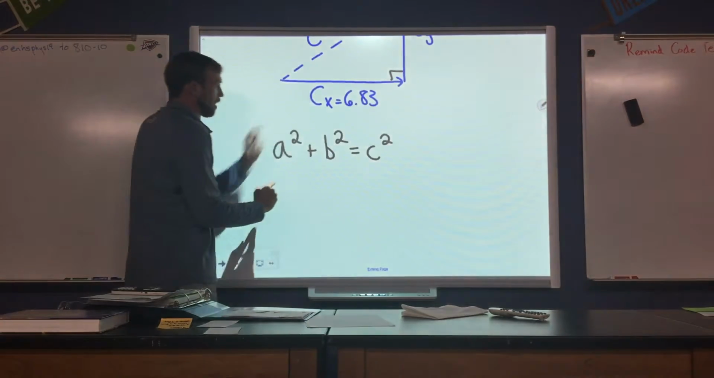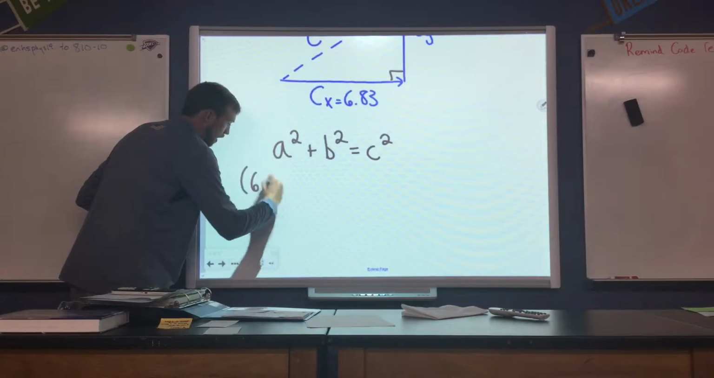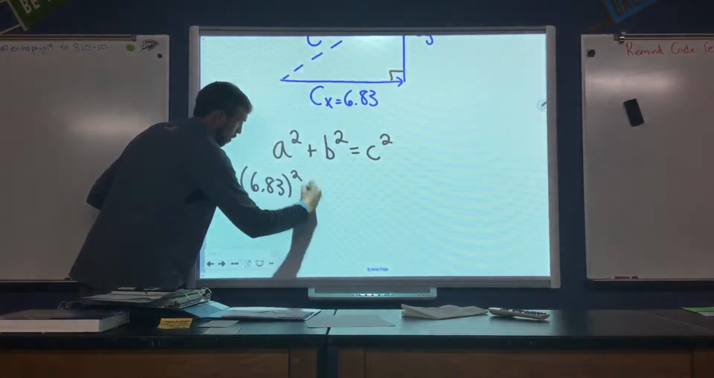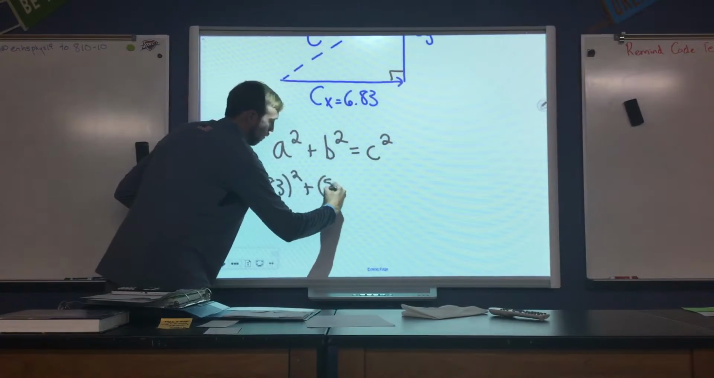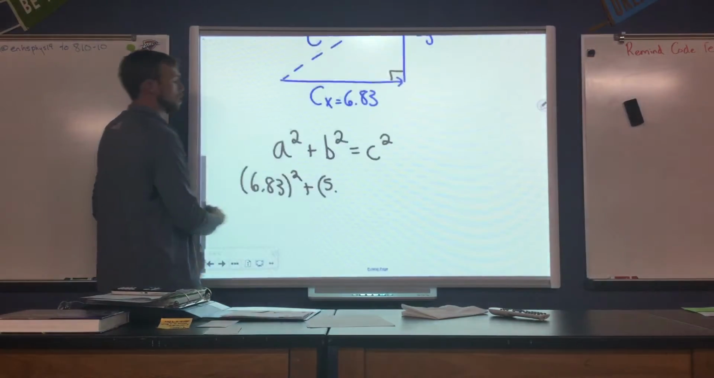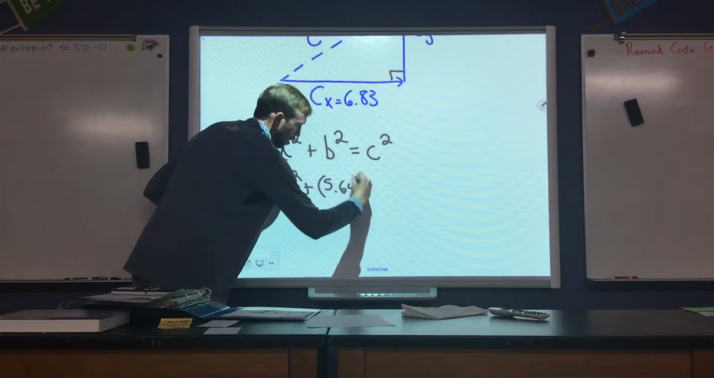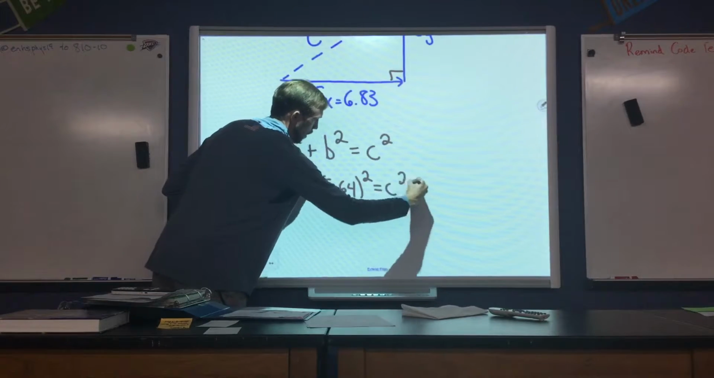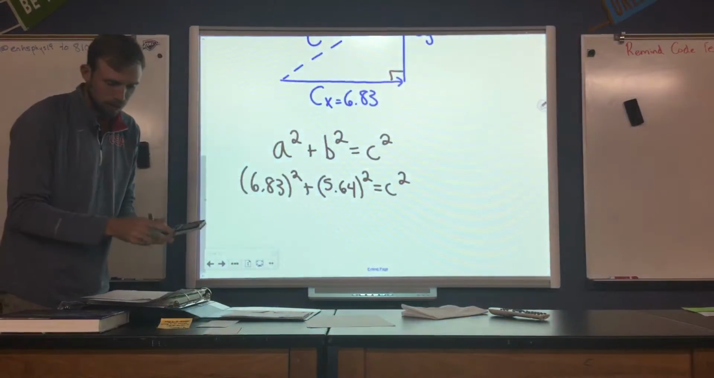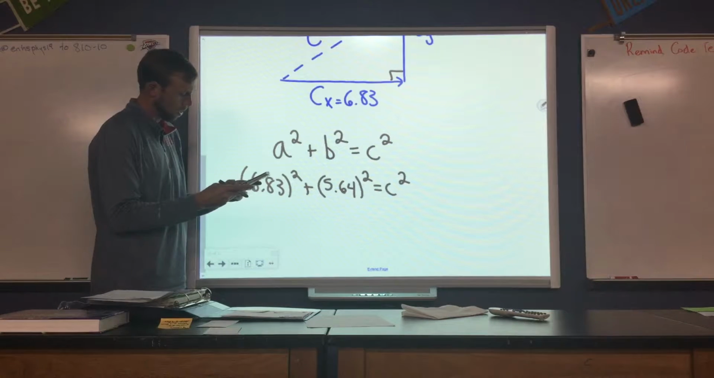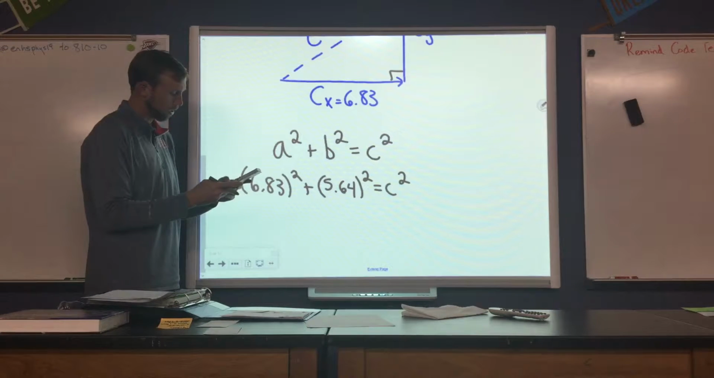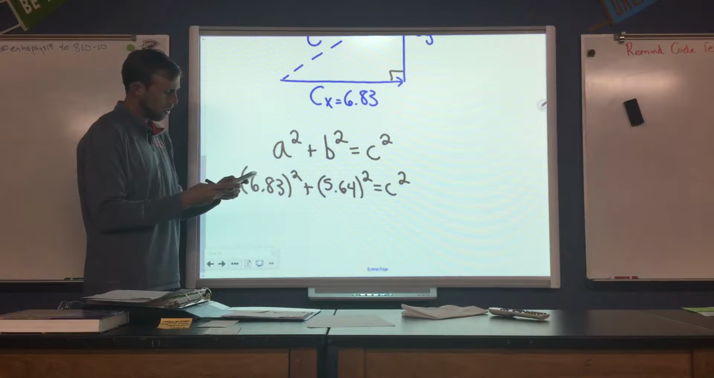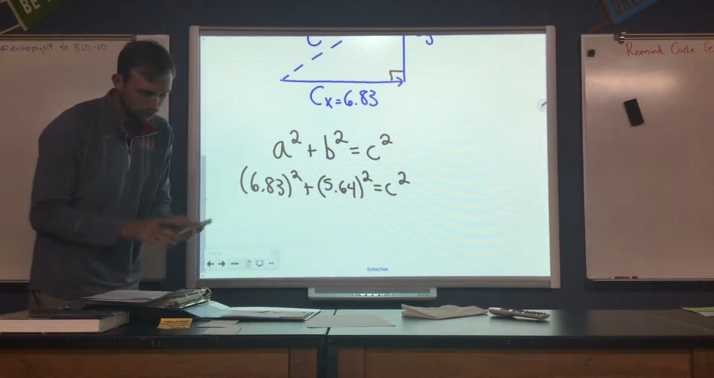So A, we have 6.83. We'll just say it's the x component squared plus B, which was 5.64, 5.64 squared is equal to C squared. So we'll plug our values in. 6.83 squared plus 5.64 squared. We get a value of about 78.5.